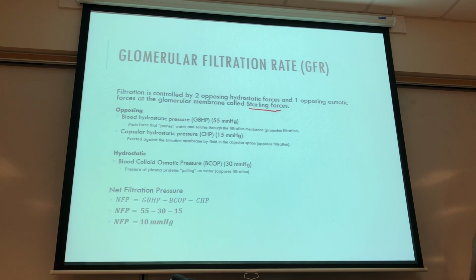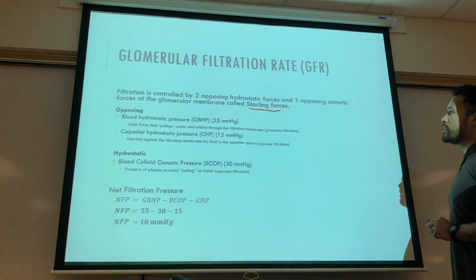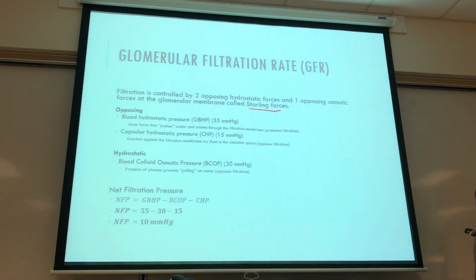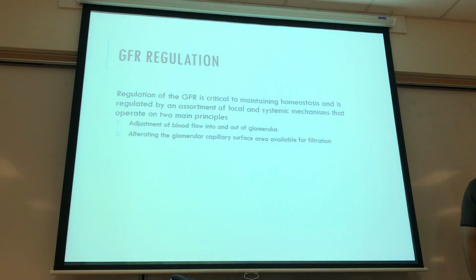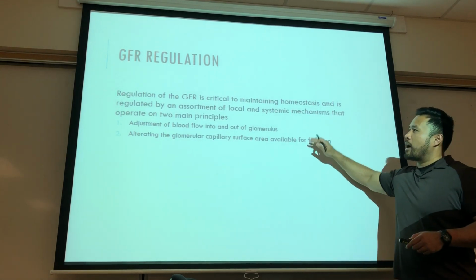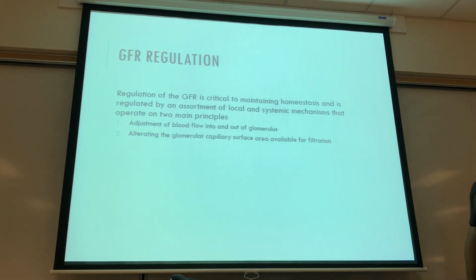And if our blood hydrostatic pressure is low due to decreased blood pressure or hypotension, we want to be able to regulate normal blood flow through the kidney. Otherwise, if the kidney isn't operating properly, we have malfunction of the kidney, and therefore kidney failure at that point. So we need to regulate the GFR, the glomerular filtration rate, in order to maintain normal flow through the glomerulus. So how do we do that? How do we regulate the glomerular filtration rate?